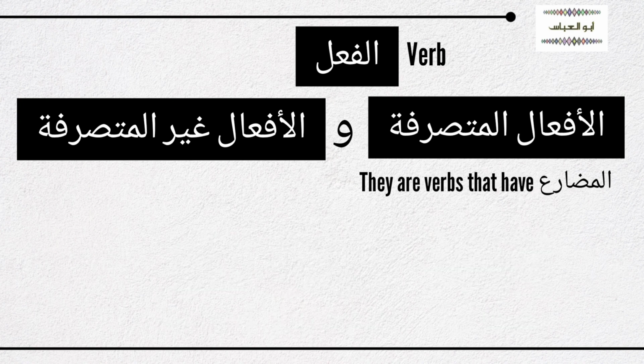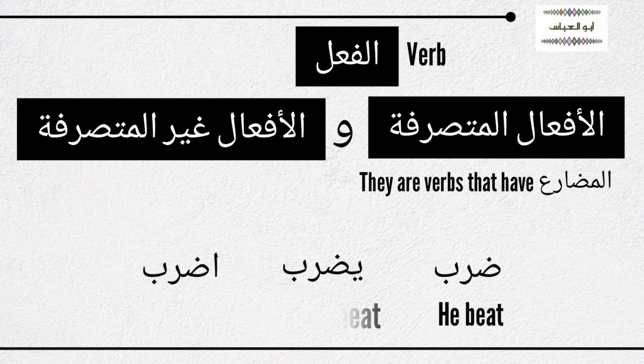For instance, daraba yadribu, idrib. Daraba is he beats. Yadribu means he will beat. Idrib means beat. So daraba yadribu idrib. It means that daraba is from al-af'al al-mutasarrifa. Why? Because it can go from madi to mudari' to amr.